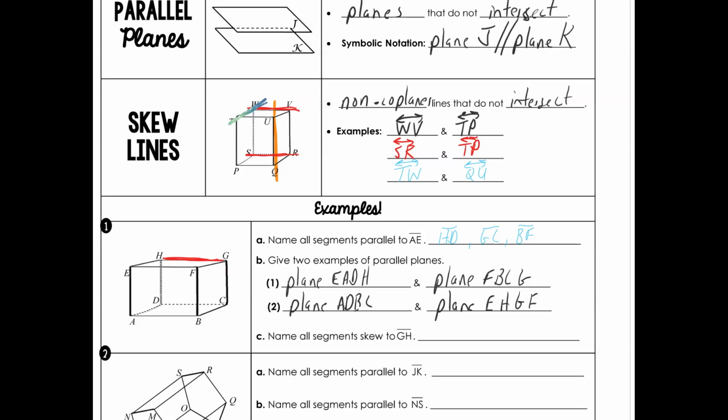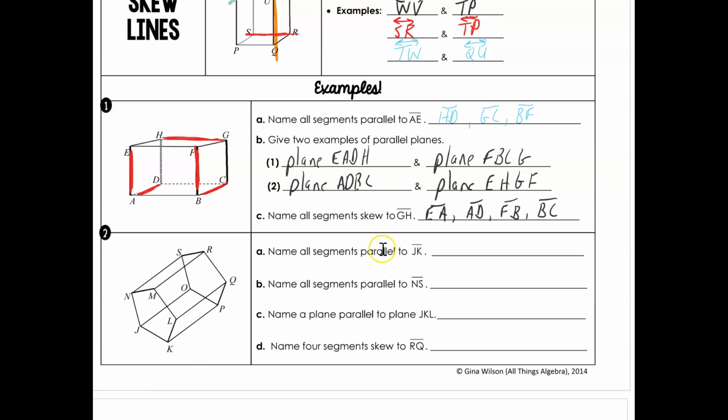So we need to find some that are skew. Here's one that looks like it will never cross HG, and here's one that looks like it will never cross AG. Are there any others that will never cross it, but are also not parallel to it? Well, here's one here that will never cross it, but it's not parallel to HG, and then here's one here. And again, are there any others? All of the other segments that are not highlighted are either touching it, so they're not skew to it, or they're parallel. So we're just going to write those in. Okay, so there they all are.